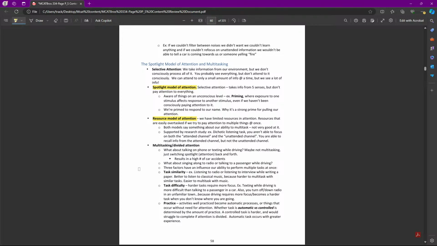Multitasking and divided attention. What about talking on a phone or texting while driving? Maybe not multitasking, just switching spotlights, attention back and forth. It results in a high number of car accidents. What about singing along to a song or talking to a passenger while driving? Three factors have an influence on our ability to perform multiple tasks at once: task similarity, task difficulty, and practice.